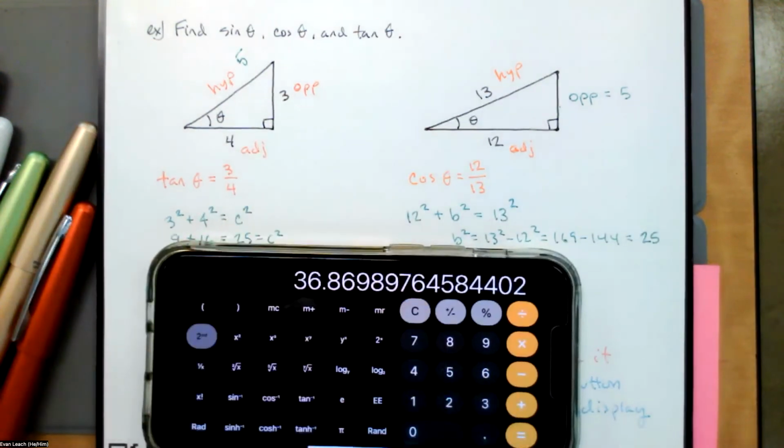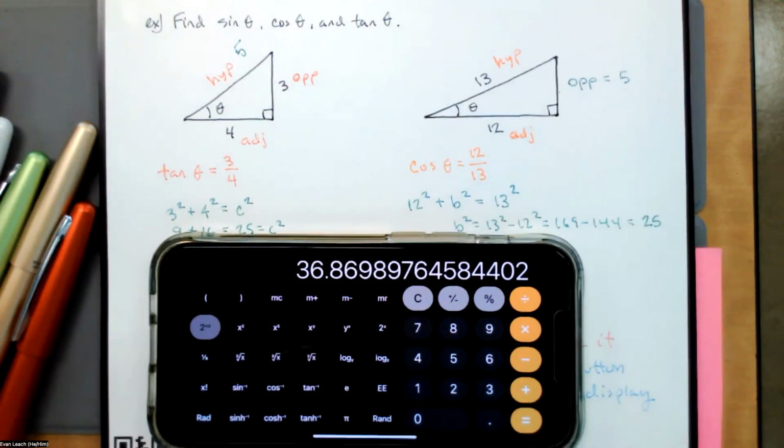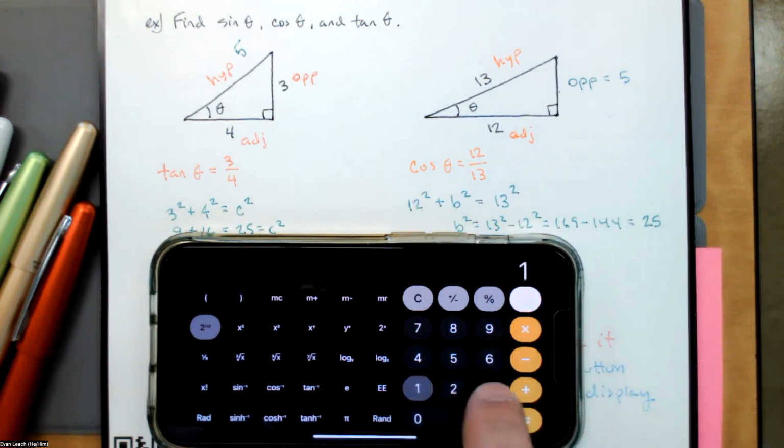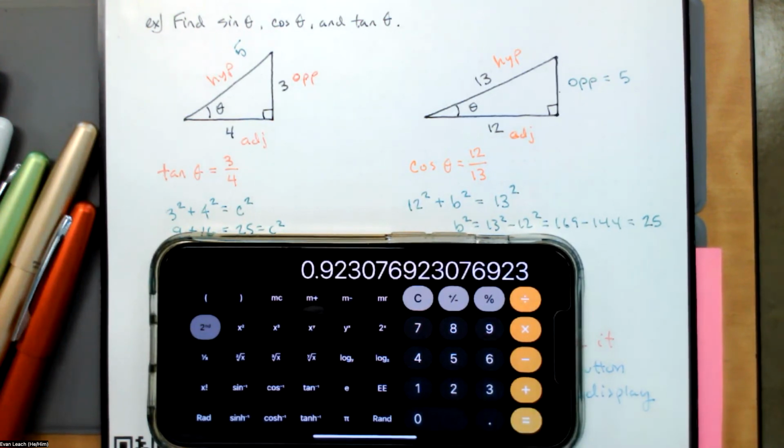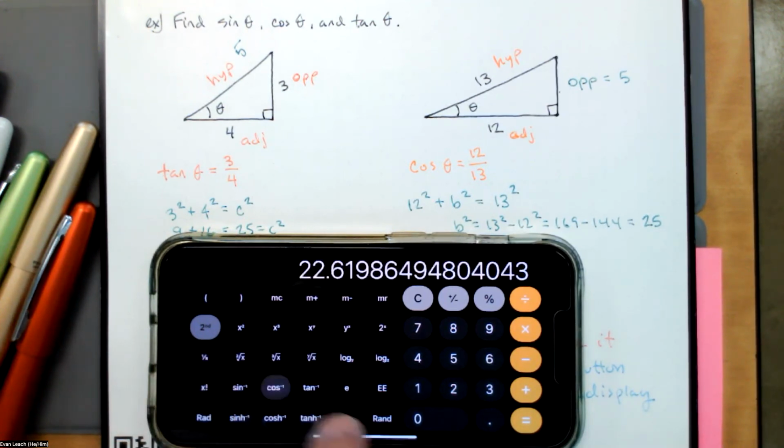Like on cosine of theta is 12/13. I don't know what the decimal approximation of 12/13 is, so I'm going to have to ask the calculator. What is 12 divided by 13? I had to hit the equal sign to get that fraction up there, and then I can second cosine, and find an angle of 22.6 degrees.